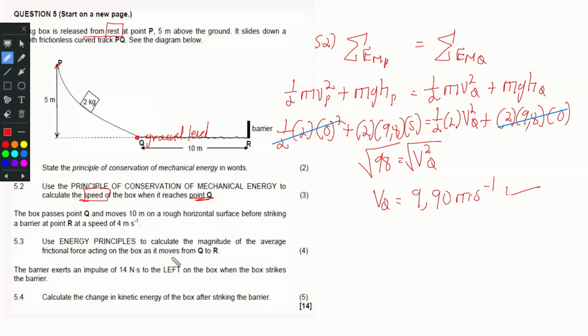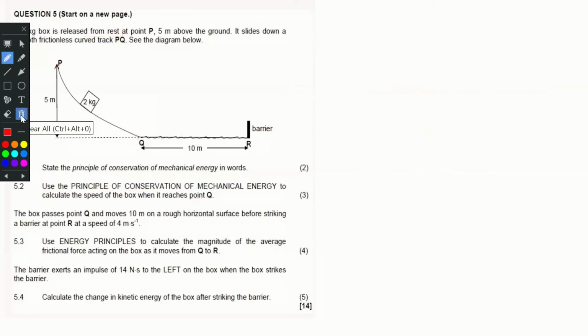And now they're saying the box passes point Q and moves 10 meters on a rough horizontal surface before striking a barrier at point R at a speed of 4 meters per second. Now, what are they saying? Use energy principles. So let's write the velocity at this point, 9.90 meters per second, because we're going to need it. Use energy principles to calculate the magnitude of the average frictional force acting on the box as it moves from Q to R.